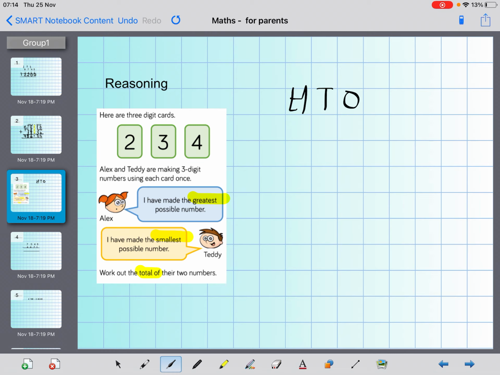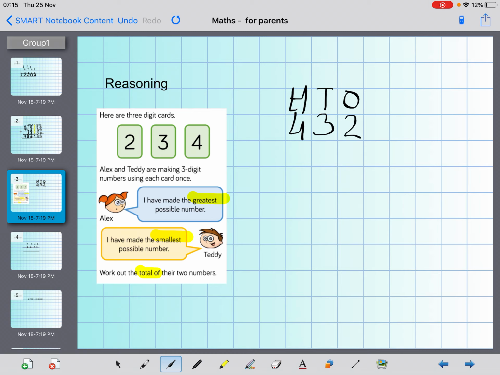To make the greatest possible number, I want my greatest digit in my greatest possible value. So in my hundreds, tens and ones, hundreds is worth the most. So I'm going to take my biggest digit, which is 4, and put it in my hundreds column. I then look at my next greatest value, which is my tens. I take my next greatest value digit card, which is 3, and I put that in my tens. Finally, I've got my ones and my last digit 2. Here we have made the greatest possible number.